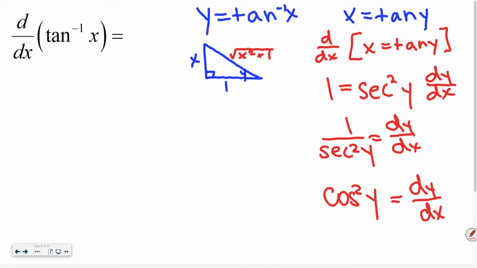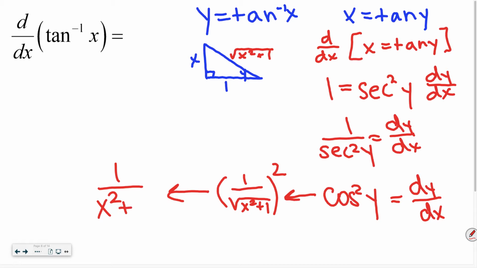So what's our adjacent side for y? Our adjacent side is 1. Our hypotenuse is this right here. So I'm going to rewrite this as cosine squared, but our cosine of y is adjacent over hypotenuse, which is 1 over x squared plus 1.